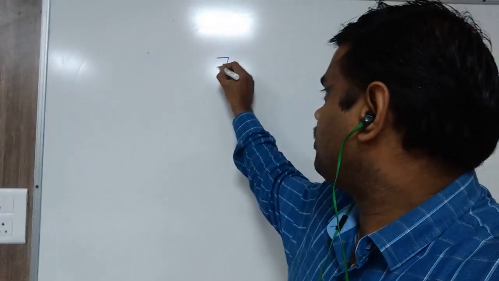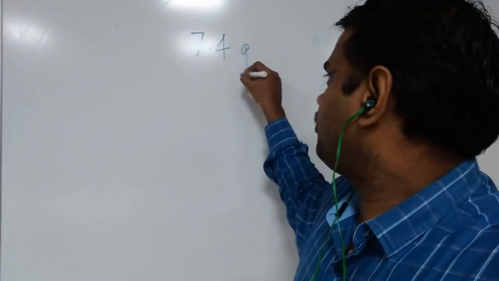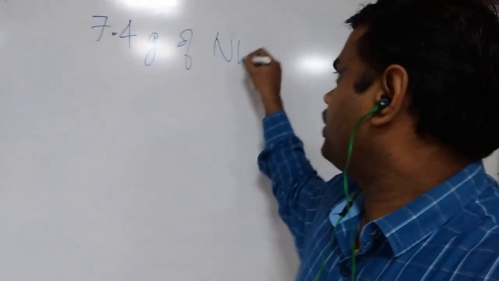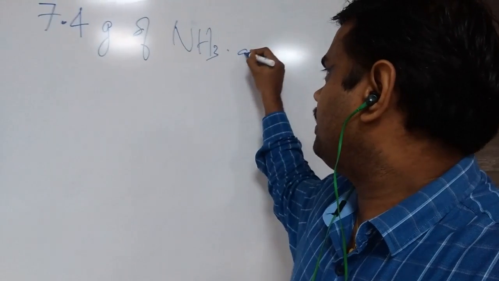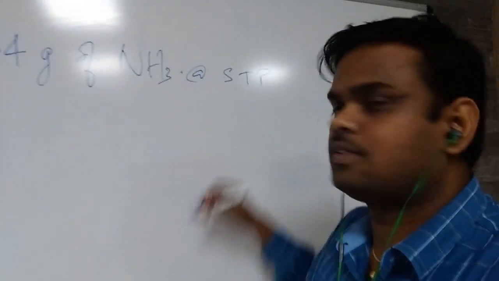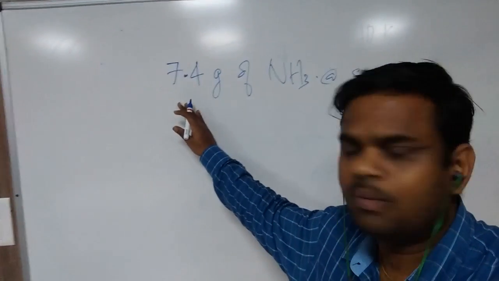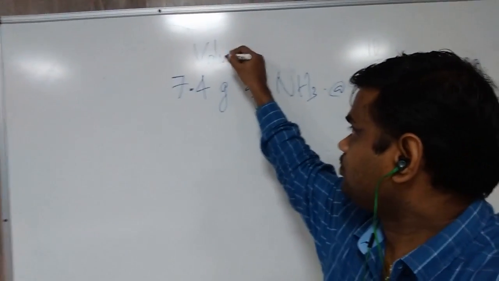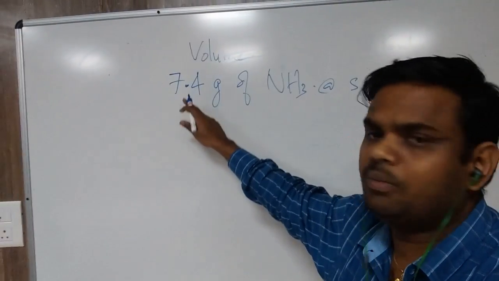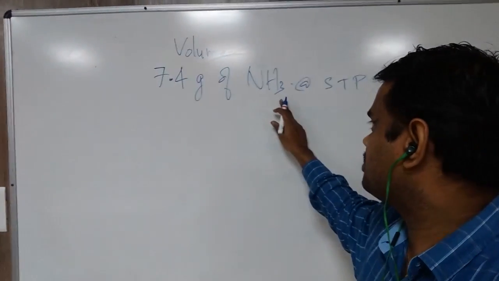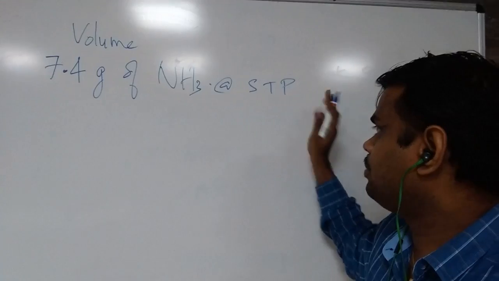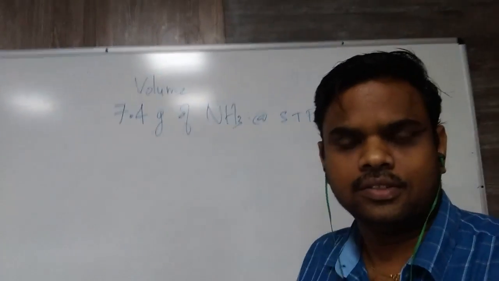Determine the volume occupied by 7.54 grams of ammonia at STP conditions. At STP conditions, determine the volume occupied by 7.5 grams of ammonia. Okay, so how to do it?